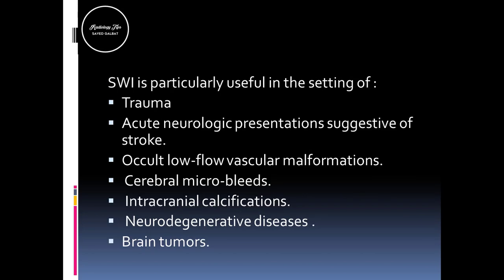Susceptibility weighted imaging is particularly useful in multiple settings. Trauma, for example, acute neurological presentation suggestive of stroke, occult low-flow vascular malformation, cerebral microbleeds, intracranial calcifications, neurodegenerative disease, and brain tumors.